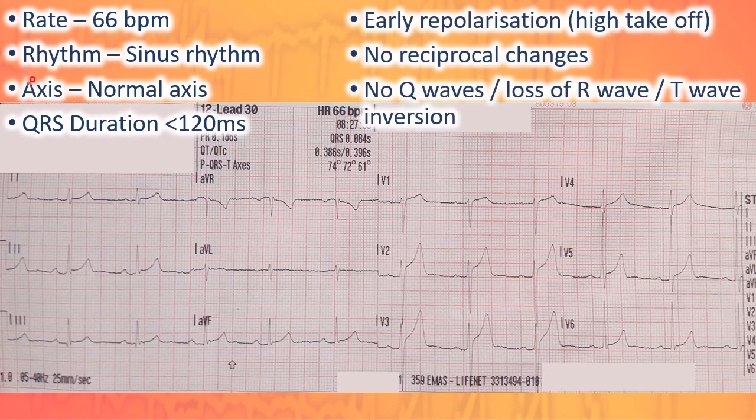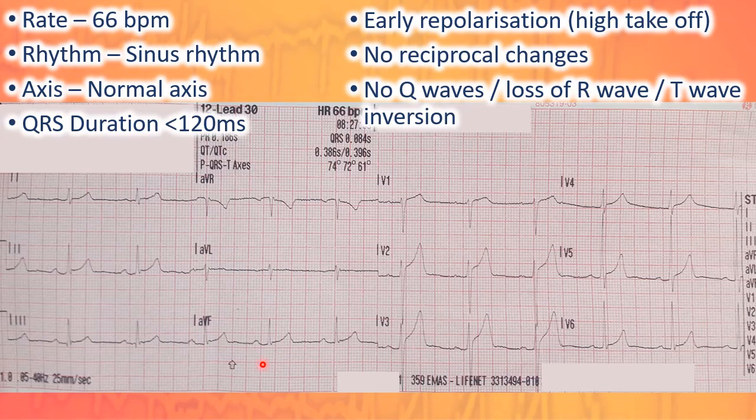Rate 66, sinus rhythm, normal axis, normal QRS duration. This ECG shows early repolarization in the anterior leads. This is also known as high takeoff. The more technical term is early repolarization, but that's maybe a little ironic given that it probably has nothing to do with early repolarization anyway.